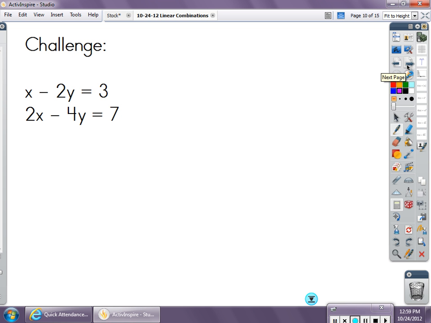This was a challenge, and my class looked at this and said, that doesn't look very challenging. All right, so let's try it and see why. Why is this challenging? So I see 2 and 4 and 1 and 2. We can get those to be opposites pretty quickly. So if I multiply this through by negative 2, then we're pretty good. Let's try this. I'm just going to put it below. Negative 2x plus 4y equals 6. All right, so let's add them up.